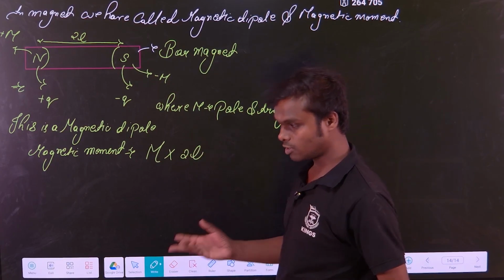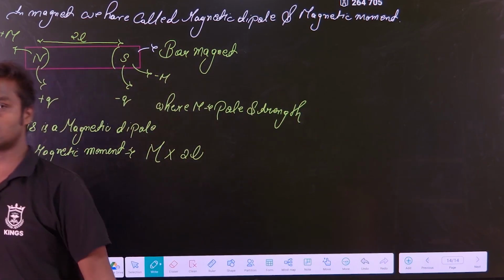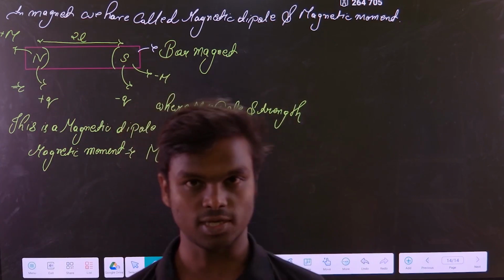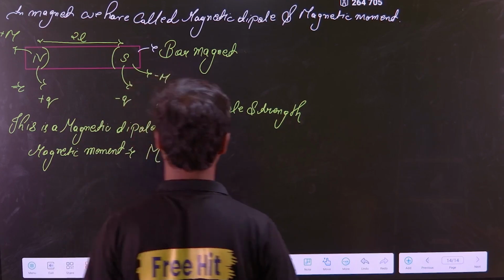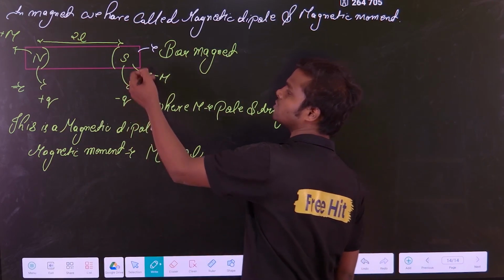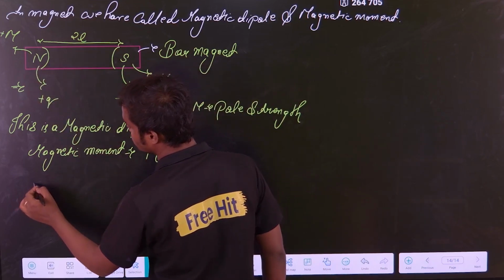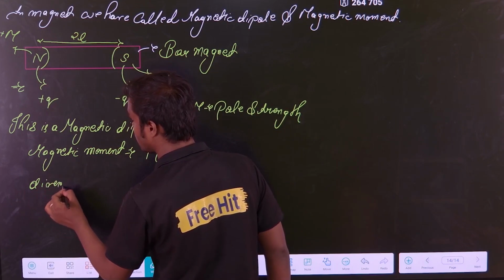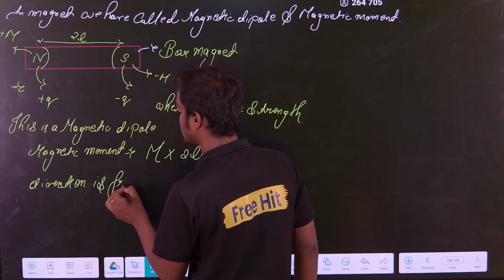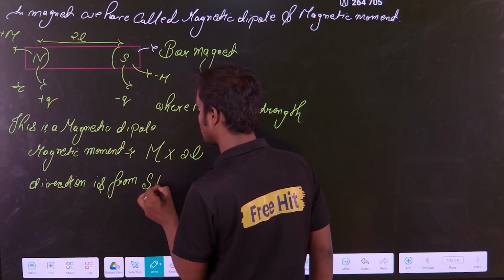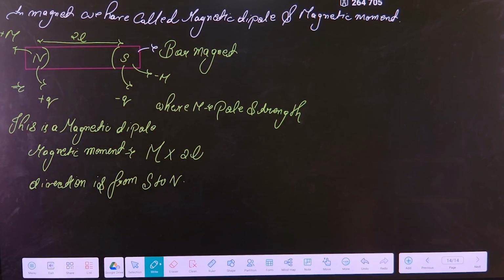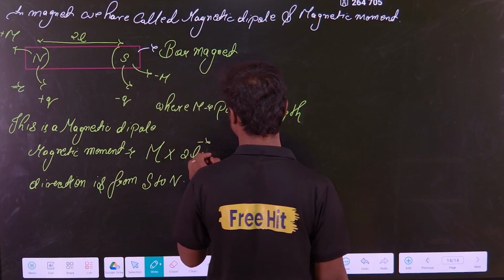As it is a vector quantity, what is the direction? In the electric dipole, we have seen that the direction is from negative to positive. In the magnetic dipole also, the direction is from negative to positive. Negative is the south pole and positive is the north pole, so the direction is from south to north. That much you should remember for now.